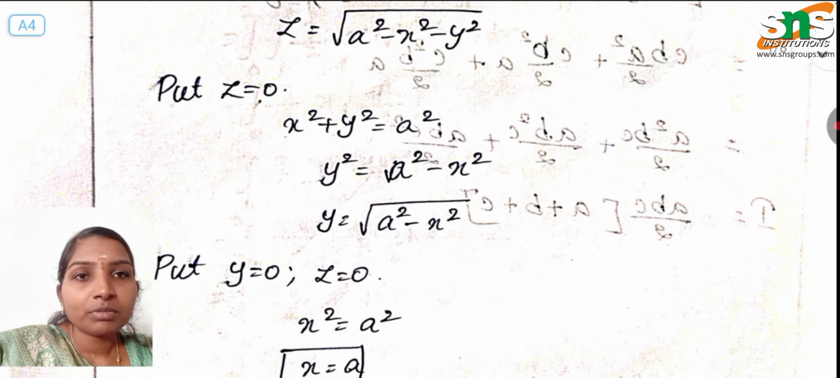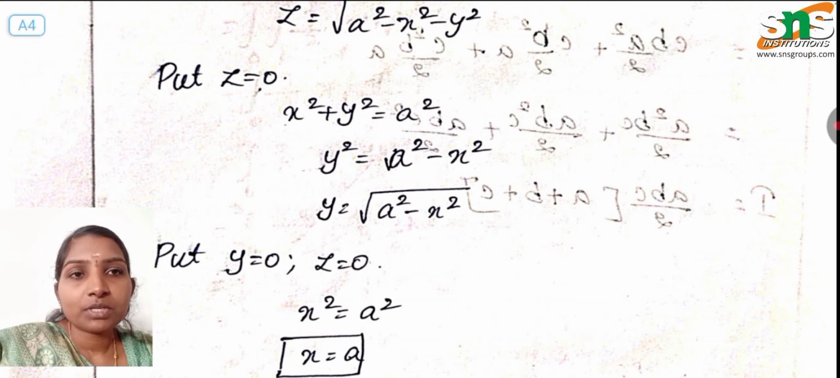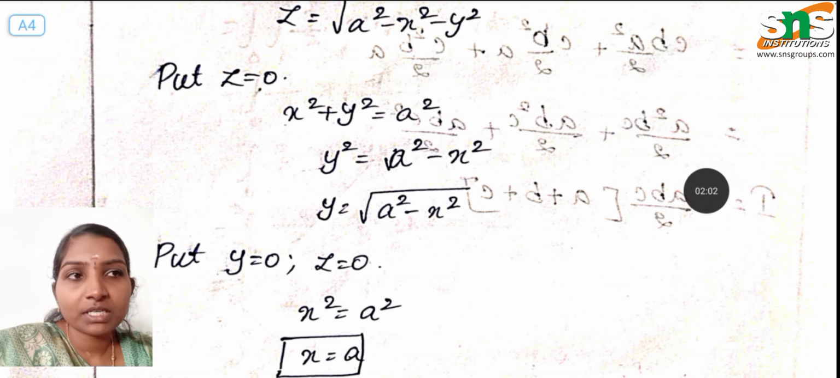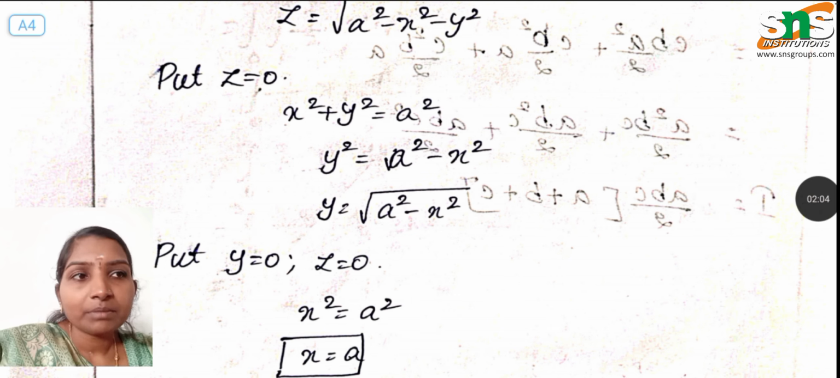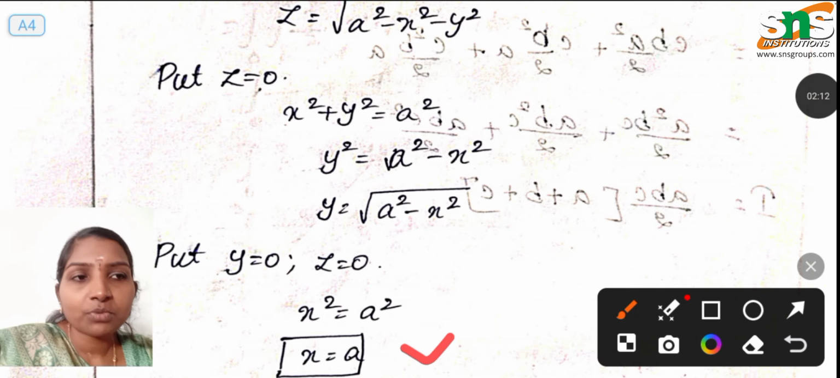Now, what will be the y limits? For finding y limits, we have to put z is equal to 0. Therefore, x square plus y square is equal to a square, and y square is equal to a square minus x square, and y is equal to root of a square minus x square. In a similar way, we are going to put y is equal to 0 and z is equal to 0 to find the values of x here. So what will be x? x is equal to a.